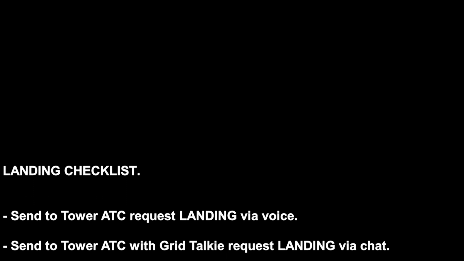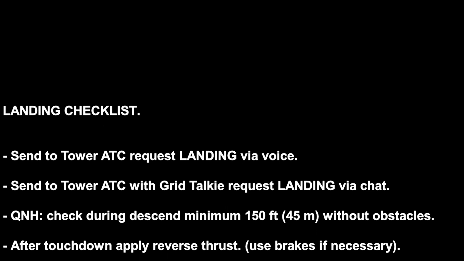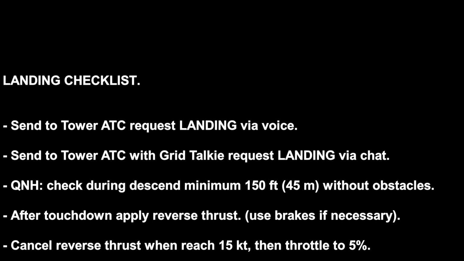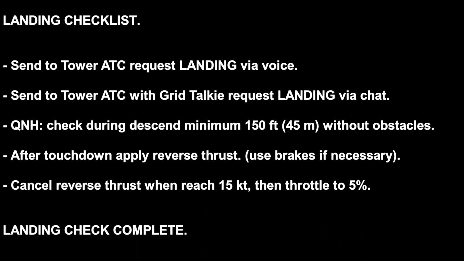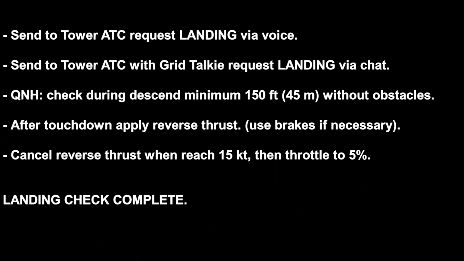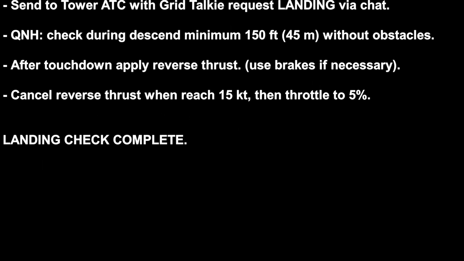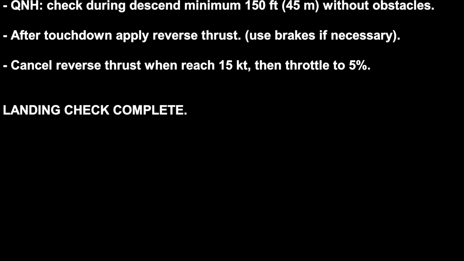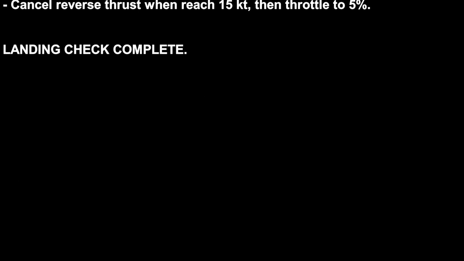Landing checklist. Send to tower ATC request landing via voice. Send to tower ATC with Grid Talkie request landing via chat. QNH, check during descent minimum 150 feet, 45 meters, without obstacles. After touchdown apply reverse thrust. Use brakes if necessary. Cancel reverse thrust when reach 15 kT, then throttle to 5%. Landing check complete.